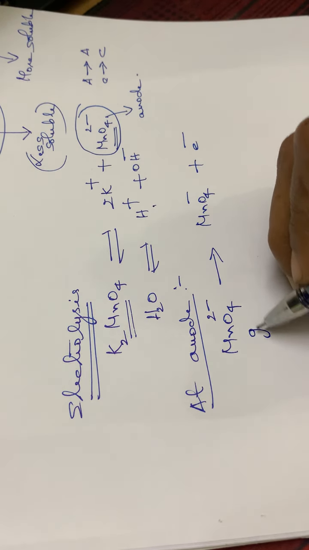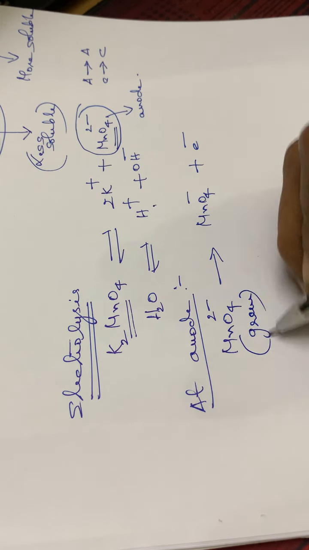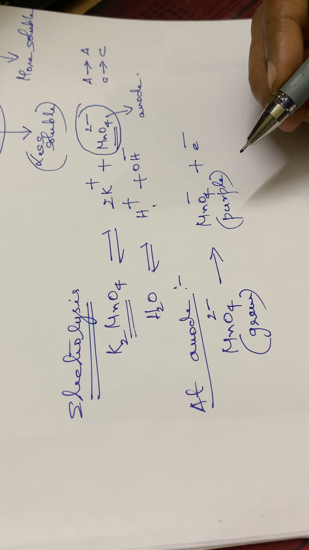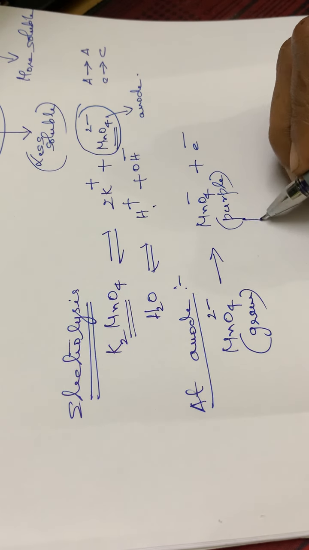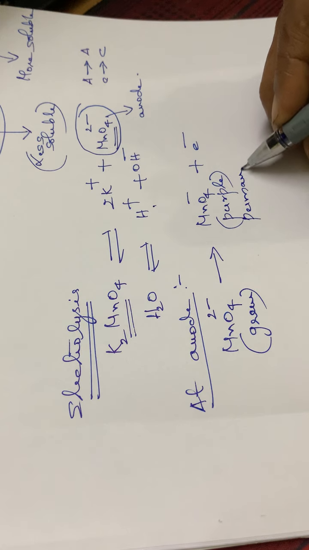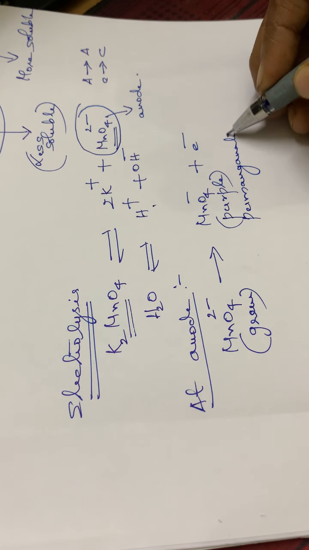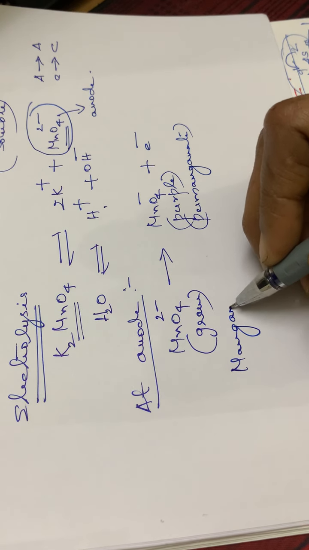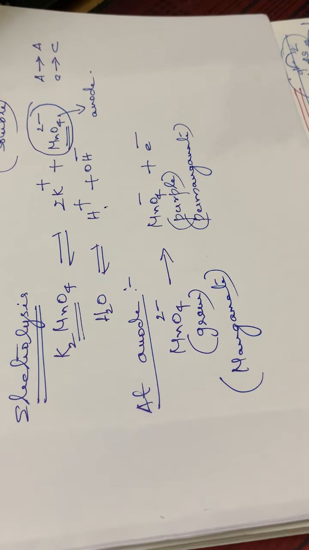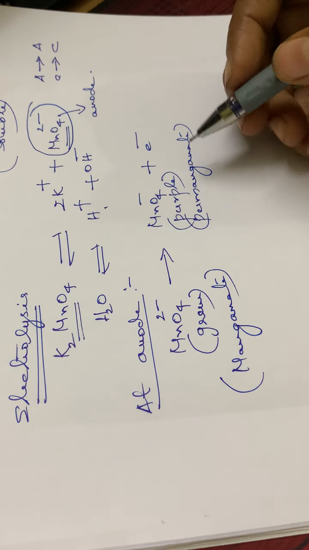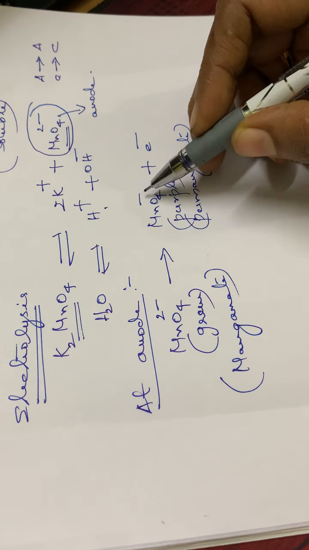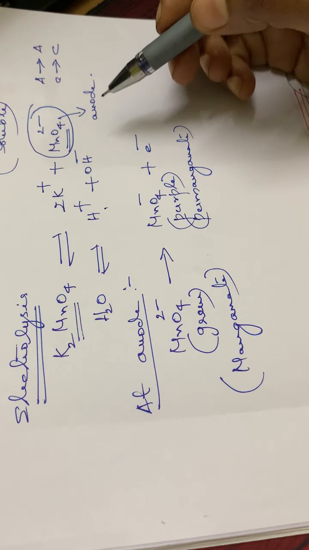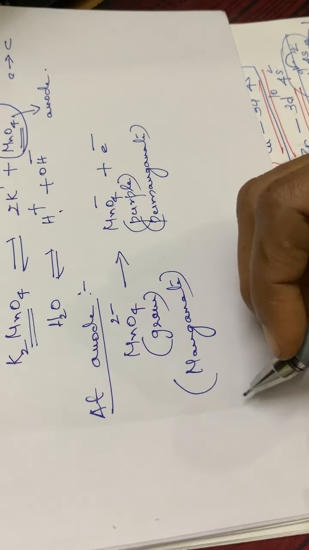Potassium manganate is green in color, while the permanganate ion is purple in color. This is the permanganate ion and this is the manganate ion. So this is the reaction at the anode, where the permanganate ions are formed. Then the next reaction is at the cathode.